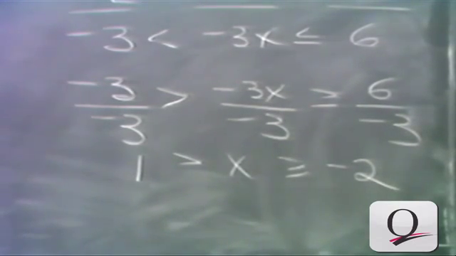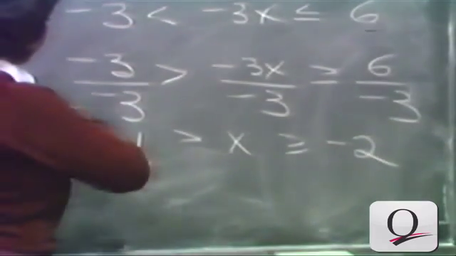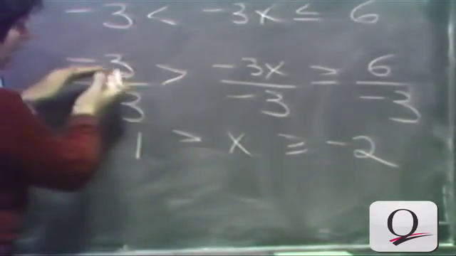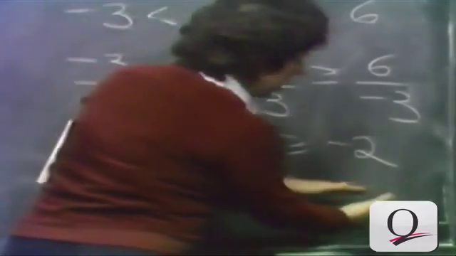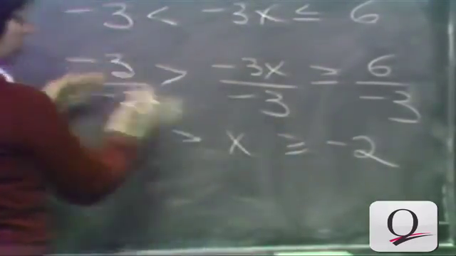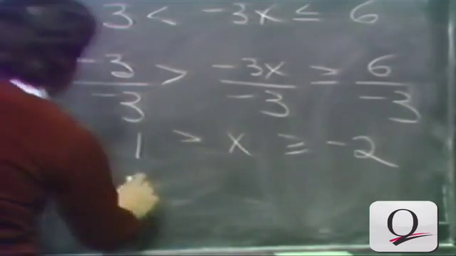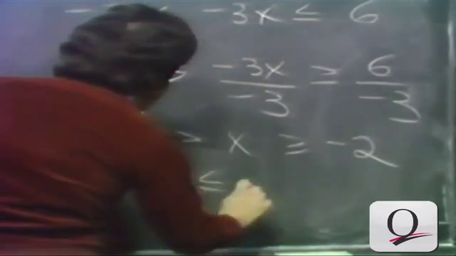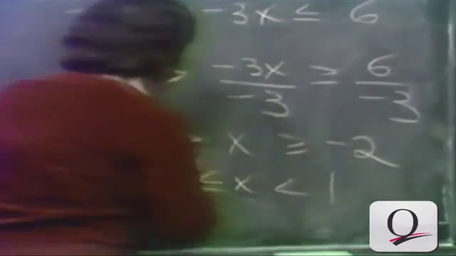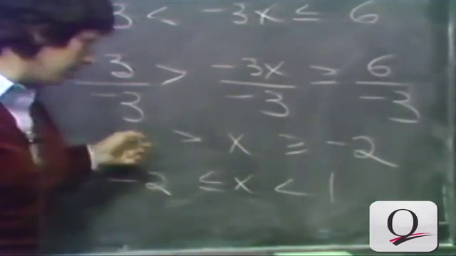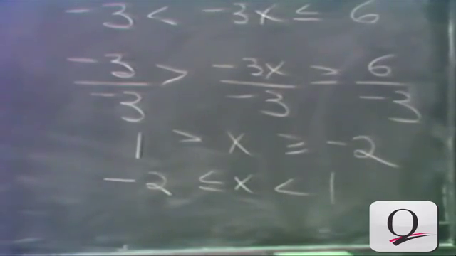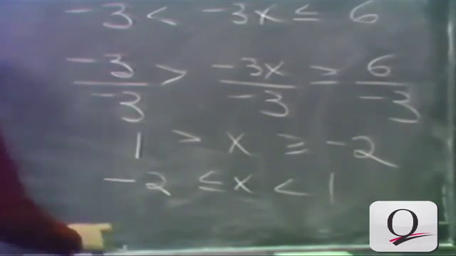Now I want to sketch this, and I find it easier to think about this in the reverse order. Instead of saying A is bigger than B is bigger than C, I prefer to think of it as C is less than B is less than A. In other words, reversing it into the following form: minus 2 less than or equal to x less than 1. This is equivalent to the other one, and makes it a little easier to see for sketching it.